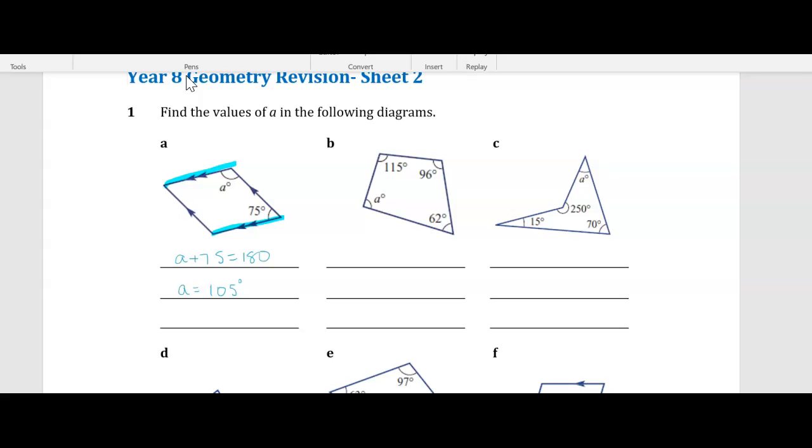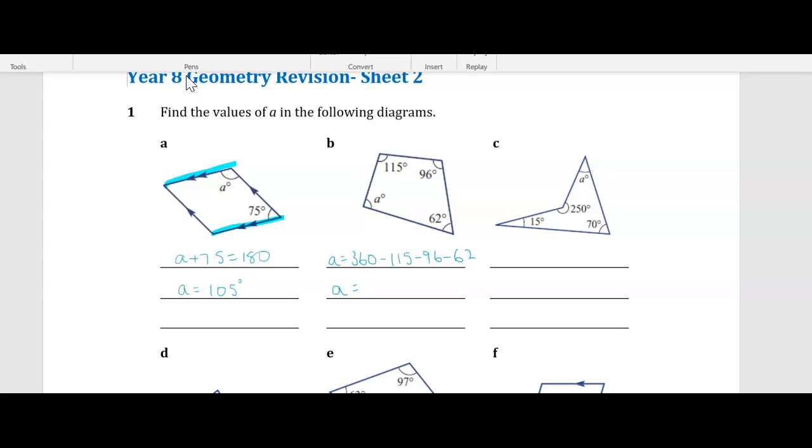Now with question B, we've got no parallel lines, so we can't say A is co-interior with 62 or A is co-interior with 115 because they're not parallel lines. But we do know that all the angles inside a quadrilateral have to add up to 360. So basically A is whatever is left over. So the total has to be 360, and if we just take away what we have, then you can just go ahead and do that on your calculator.